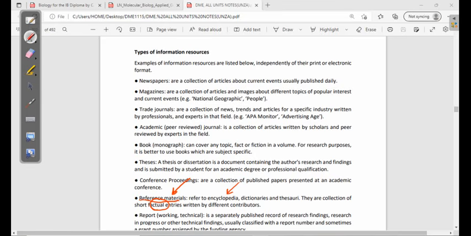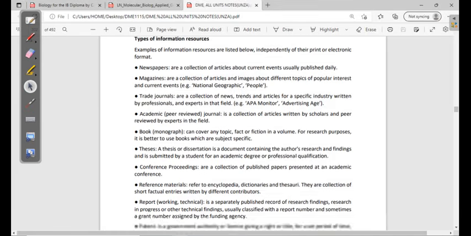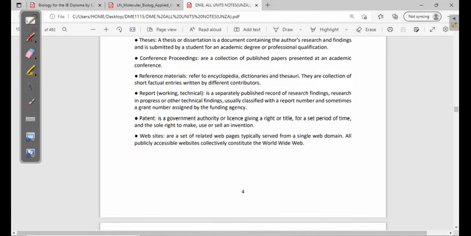And also, to understand other types of information resource, it can be a report that is working or technical. So a report is simply a separately published record of research findings, what you find out after you perform a research, and so you get to report your findings. Or simply a research in progress or other technical findings, usually classified with a report number and sometimes a grant number assigned by the funding agency.